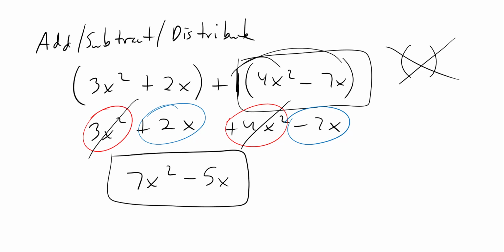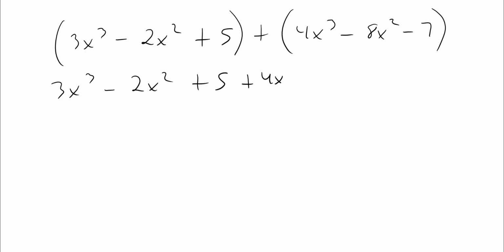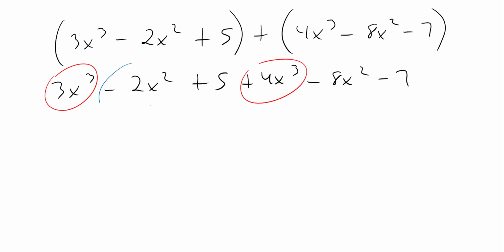So let's just do one other quick one here. That same thing. If I had 3x cubed minus 2x squared plus 5 plus 4x cubed minus 8x squared minus 7. If it's just a plus here, I'm just going to rewrite this. 3x cubed minus 2x squared plus 5, and then this is plus 4x cubed minus 8x squared minus 7. Just keep the same signs, because a plus means you really don't do anything to it. And then let's circle our like terms. It's very friendly. That one and that one, and that one and that one. Those are our like terms.